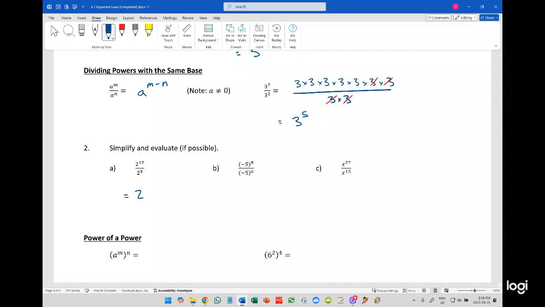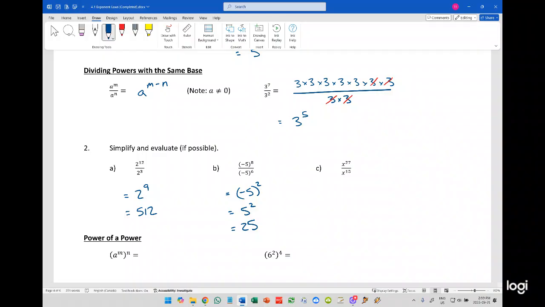This becomes 2 to the 12 minus 3, which is 9. This is negative 5 to the 8 divided by negative 5 to the 6, which is negative 5 to the 8 minus 6, which is 2. And you could write that as 5 squared. The question does ask you to evaluate if possible. In this case, we can evaluate. Did I skip that on the first one? Oh, bad teacher. Okay, and 2 to the exponent 9 is 512, a well-known fact everyone knows right off the top of their head. Or you could use your calculator or fingers.